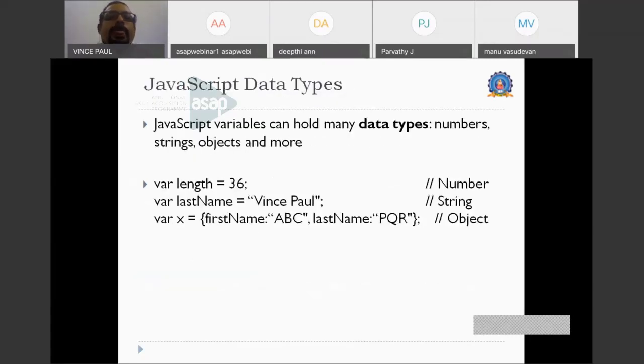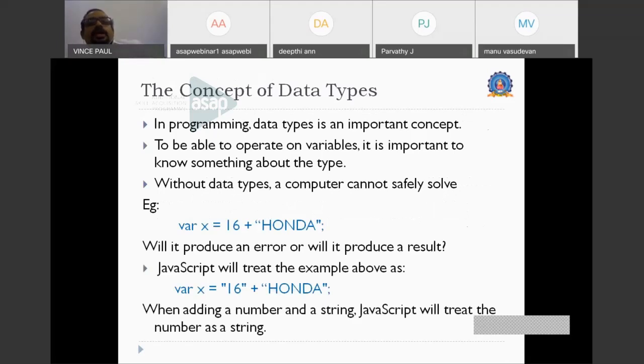Then we do have other data types. JavaScript can hold data types like numbers, strings, objects, and many others. The first thing I have given is var length is equal to 36. That means it directly takes it as a number, and var last name is equal to Vince Paul. That means it will take it as a string. Then var first name abc, last name pqr, and this is something like declaring an object for a particular class, but we are not using any class over here, and that abc, that means pqr, will be taken as an object. Then concept of a database.